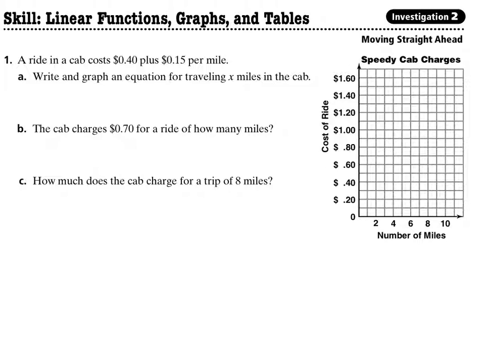So in this problem, for the equation, we know it should be y equals the slope times x plus the y-intercept. And the slope, since it's a word problem, is a rate of change, and it's changing by 15 cents per mile. So that would be the slope, 15 cents, multiplied by x, which is the number of miles. But to start out, the cab costs you 40 cents no matter what, so that would be our starting fee. And that would be the equation, y equals 0.15x plus 0.40.